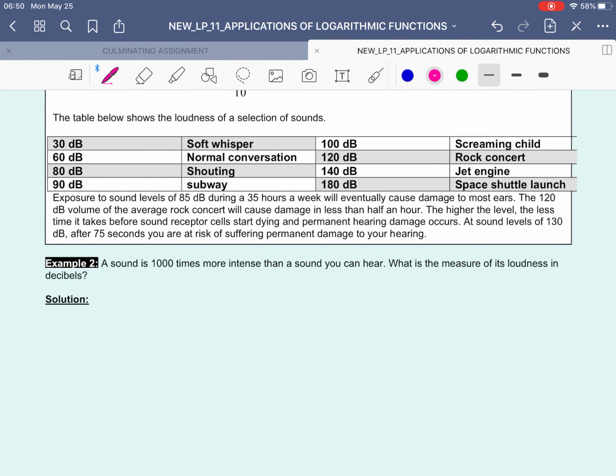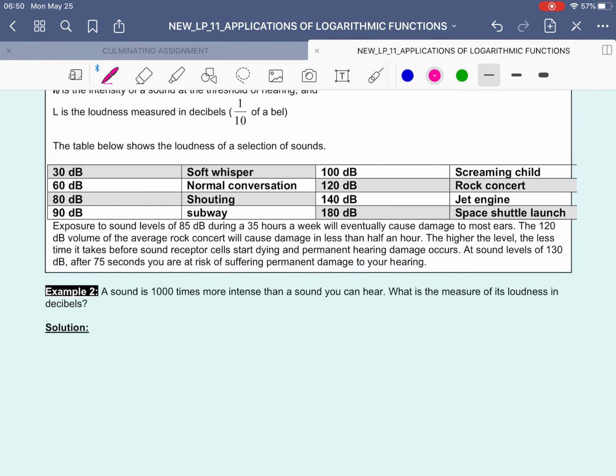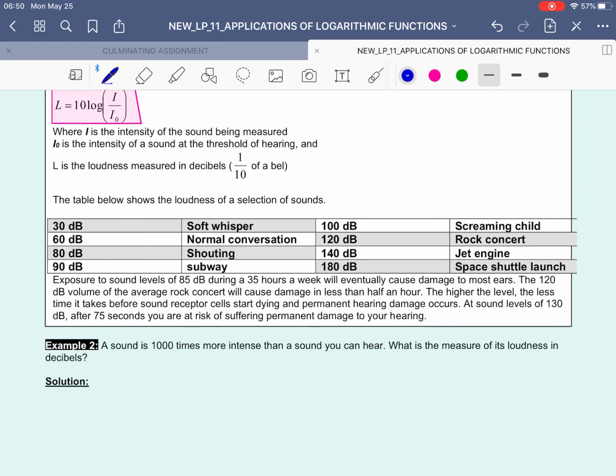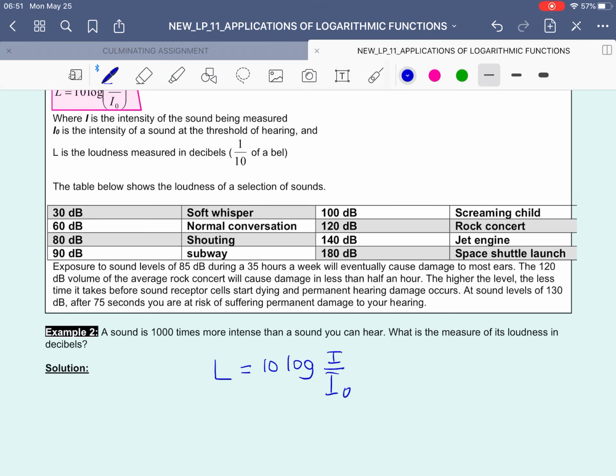Okay, great. So we'll take a look at an example. Example 2 says the sound is 1,000 times more intense than the sound you can hear. What is the measure of its loudness in decibels? If I'm asked to find the loudness, I'm going to write the loudness formula because that's the one that will help me solve the problem: 10 log of I over I0. We are told that the sound is 1,000 times as intense as the sound you can hear. This is the sound I can hear, and this will be 1,000 times as intense. So I equals 1,000 times I0. That's the information given, and I want to find the loudness, which is unknown.